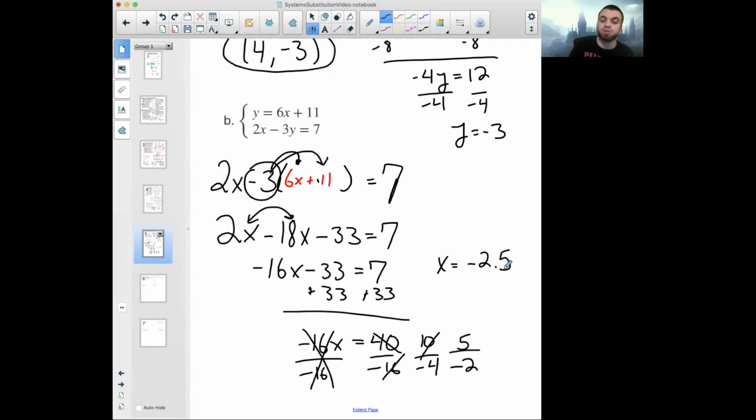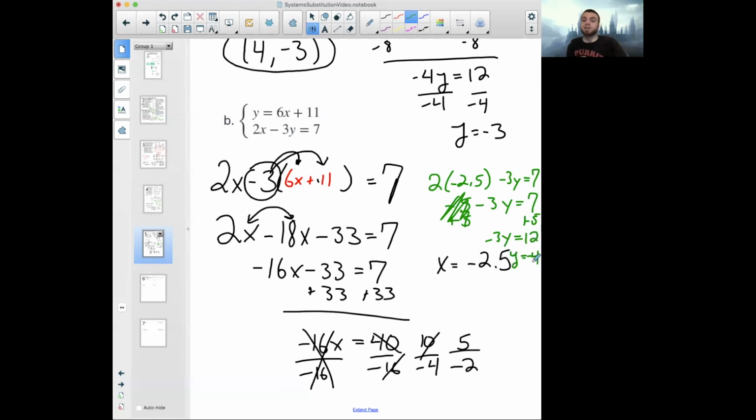Okay, if x is negative 2.5, then I can use the top equation to find y. Can you use either one? Sure. In fact, I'm actually going to use the bottom. So 2 times negative 2.5 minus 3y equals 7. Again, I can do that because I know x is negative 2.5. So this is negative 5 minus 3y equals 7. To get this negative 5 to cancel out, I'm going to have to add 5, and do that on the right. So negative 3y equals 12. So y equals negative 4.